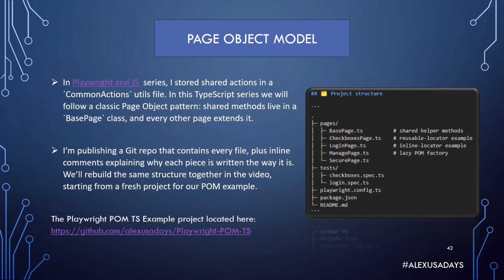One will be branch number 1 with this basic page object model. The second branch will be modified with the addition of fixtures to this project. And the third one will be base page object model plus fixtures plus GitHub Actions.